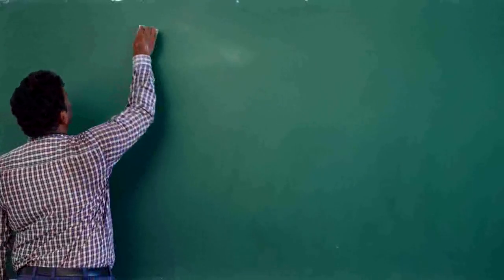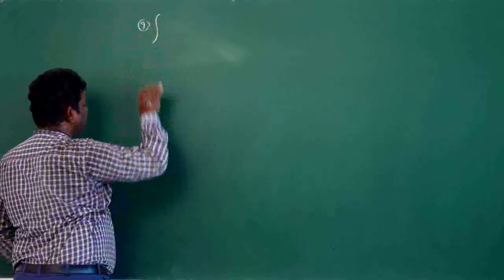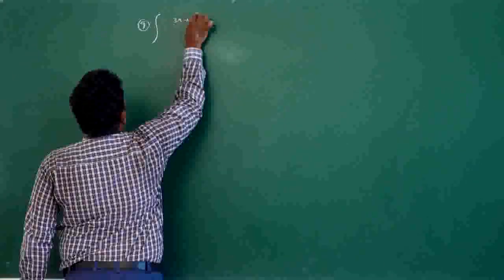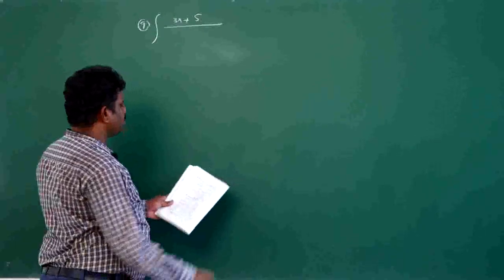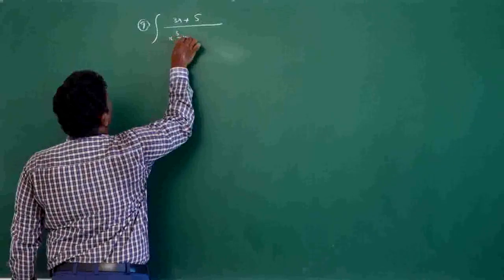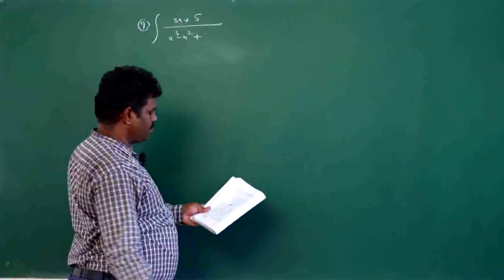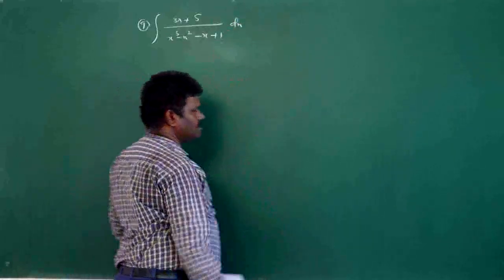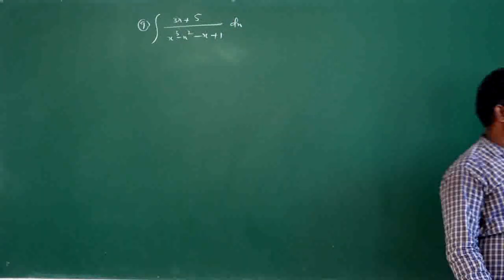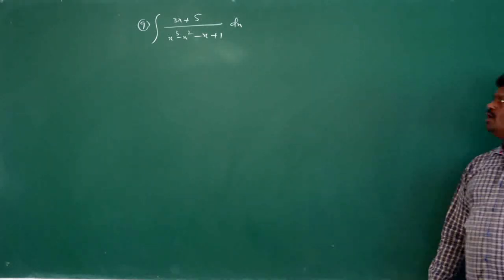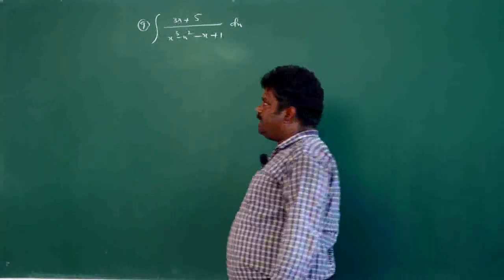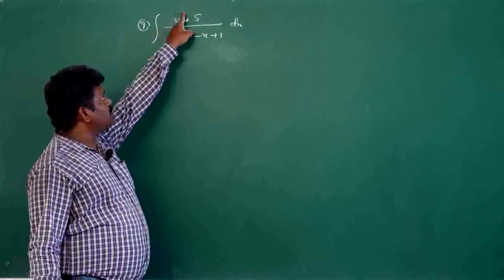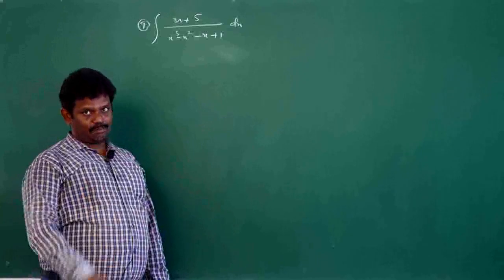Seva, ninth one: integral of 3x plus 5 divided by x cube minus x square minus x plus 1 dx. Okay, integral 3x plus 5 by x cube minus x square minus x plus 1. Now first we observe whether it is proper or improper. The numerator degree is 1, the denominator degree is 3. So this is a proper fraction.